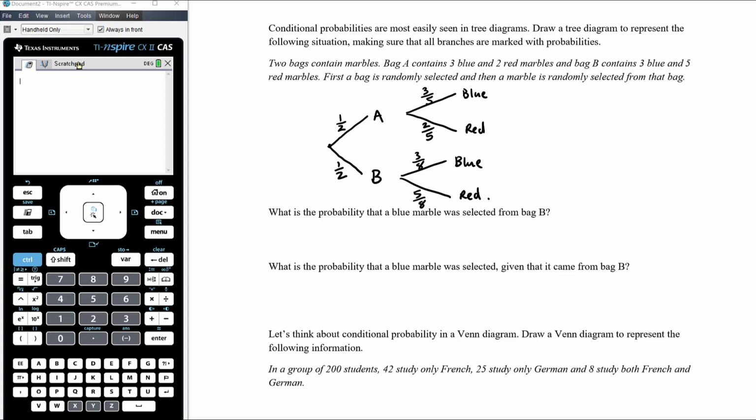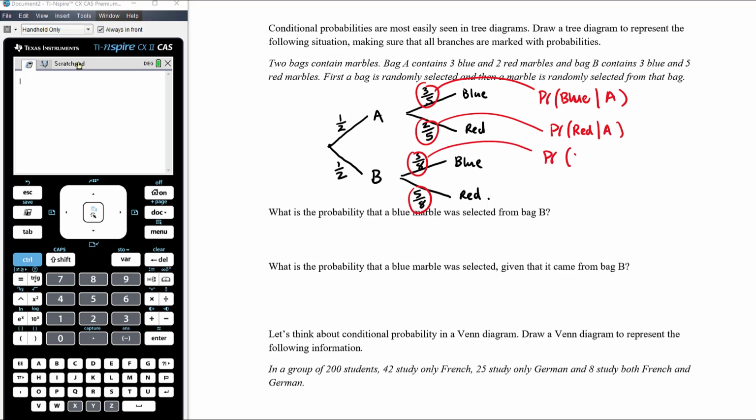Okay, so the key thing is that these 4 probabilities at the second stage are all conditional probabilities. That probability is the probability of choosing a blue marble, given that it came from bag A. This probability is the probability of choosing a red marble, given that it came from bag A. This probability is the probability of choosing a blue marble, given that it came from bag B. And this is the probability of choosing a red marble, given that it came from bag B.